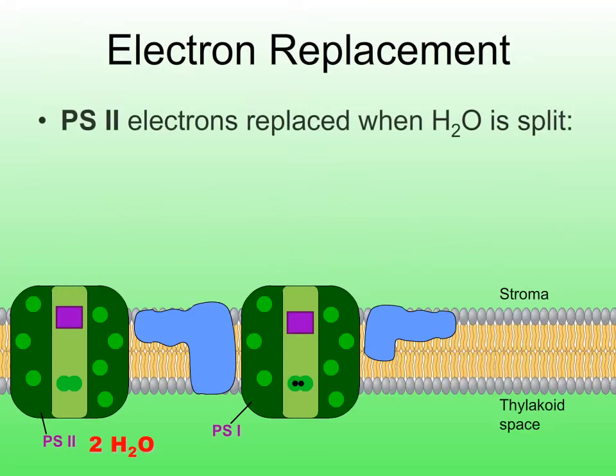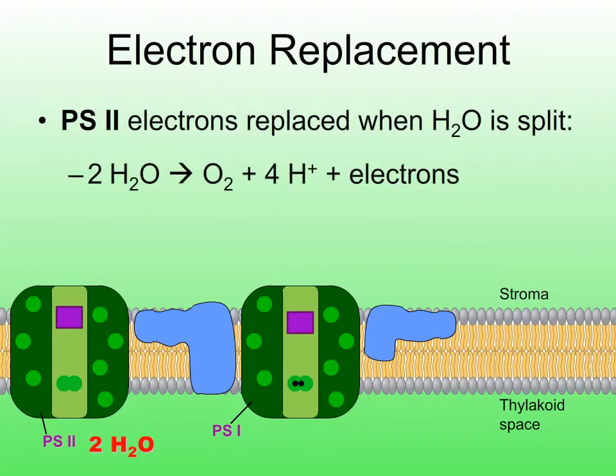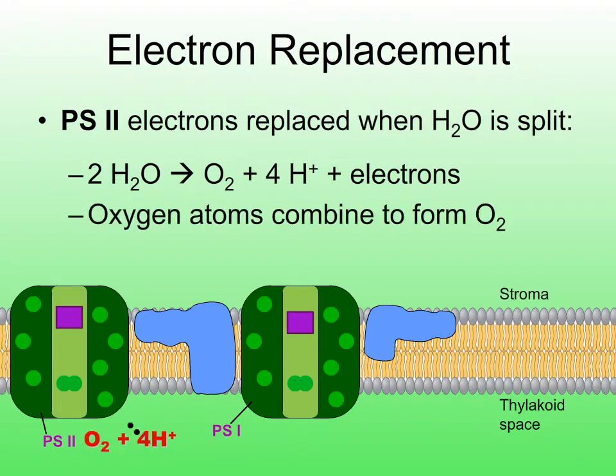Now is the time for water to be hydrolyzed. When water is split by an enzyme in PS2, electrons escape. And those electrons are transferred to P680 in PS2. In addition, the products of the hydrolysis of water are protons and oxygen.